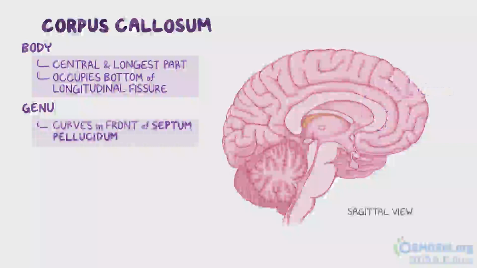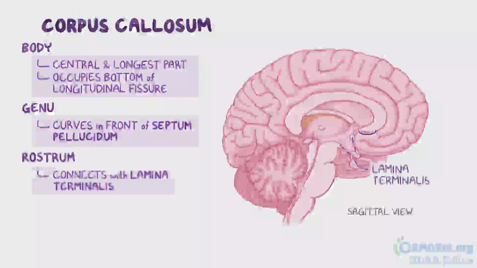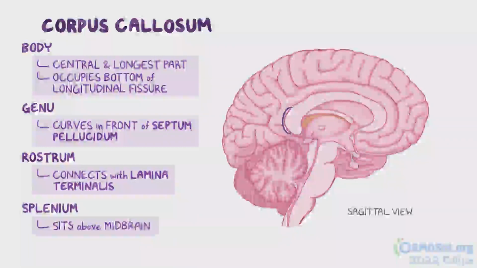Just ventral and posterior to the genu is the rostrum, which gets its name because it is similar in shape to a bird's beak. The rostrum connects with the lamina terminalis of the diencephalon. Finally, most caudally, the corpus callosum ends as the splenium, which is an enlarged part of the commissure that sits above the midbrain.